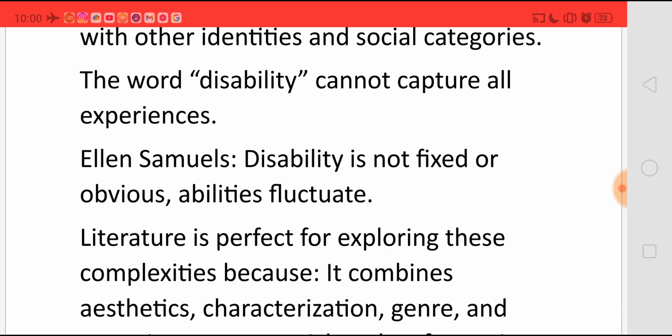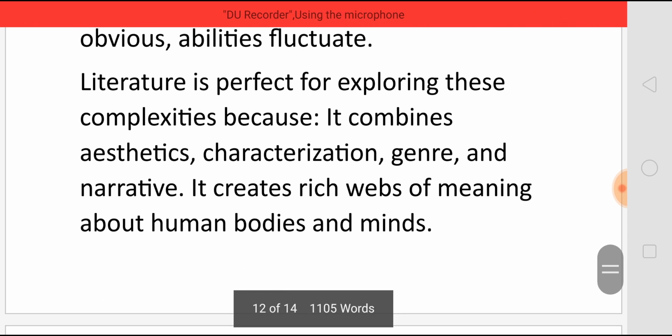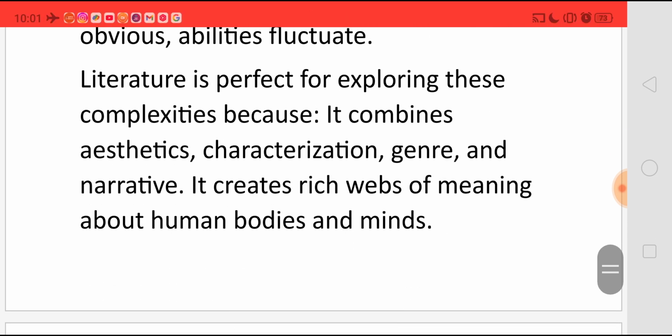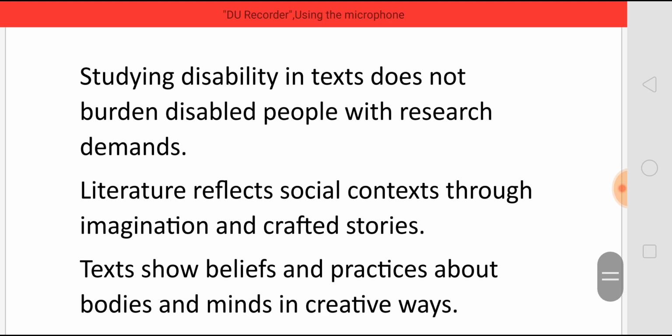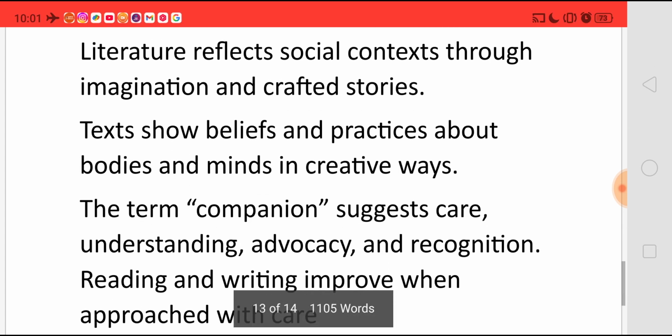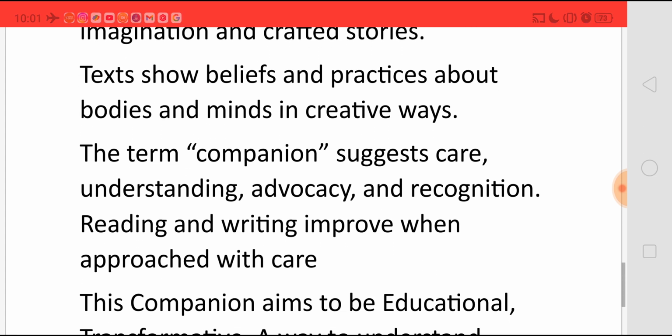Ellen Samuels shows disability is not fixed or obvious; abilities fluctuate. Literature is perfect for exploring these complexities because it combines aesthetics, characterization, genre, and narrative. It creates rich webs of meaning about human bodies and minds. Studying disability in texts does not burden disabled people with research demands. Literature reflects social context through imagination and crafted stories. Texts show beliefs and practices about bodies and minds in creative ways.